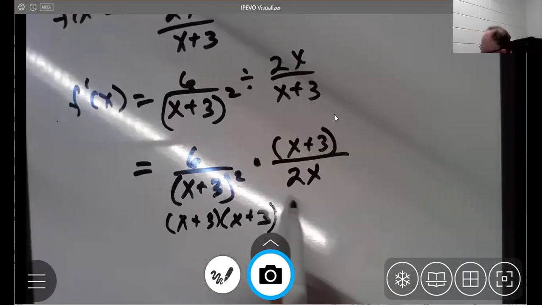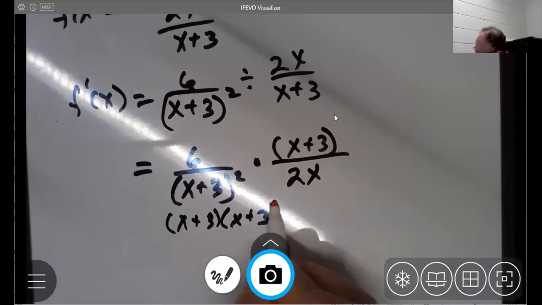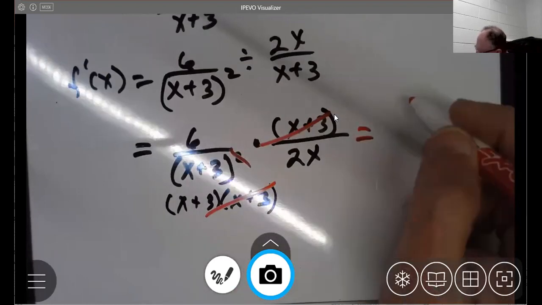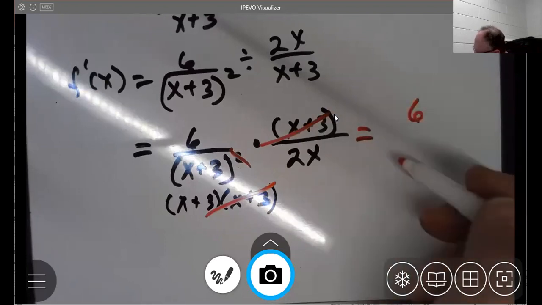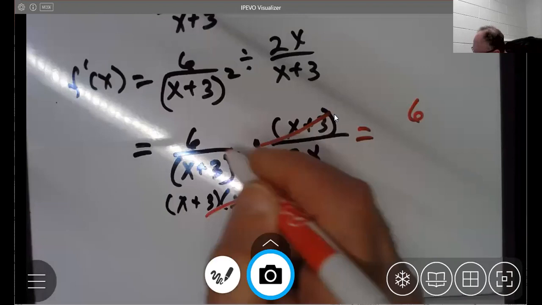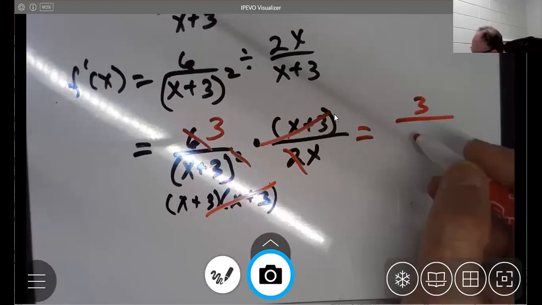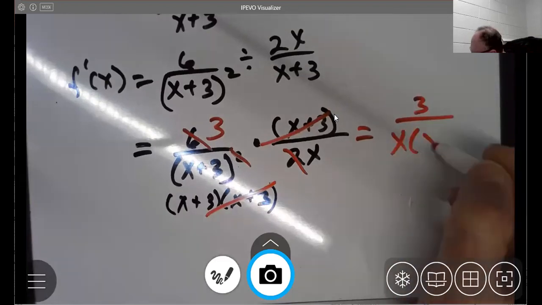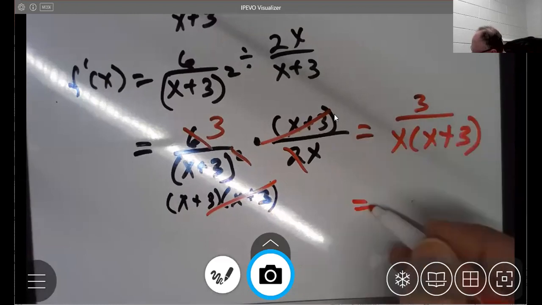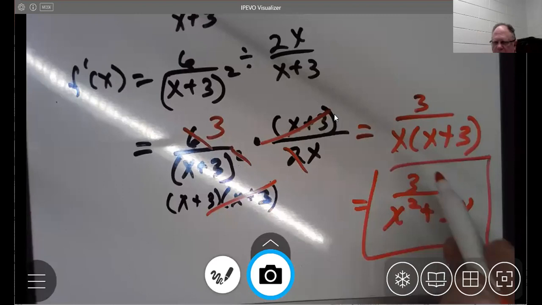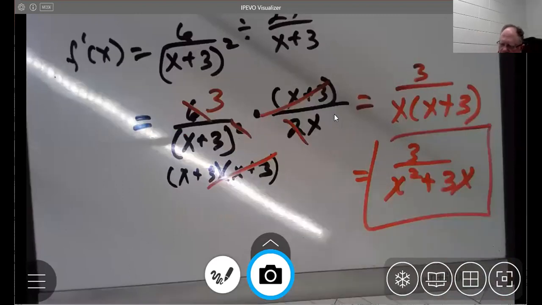So basically, we're canceling one of the x plus 3's out, so it's like we just take away an exponent. So that'll become 6, and then the 6 can cancel in the 6, and that's 3. So now that's 3 over x times x plus 3. And if we distribute that x, that'll be 3 over x squared plus 3x. And that's our answer. Okay. Questions with that?